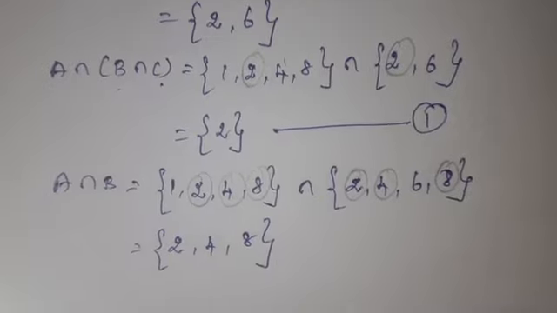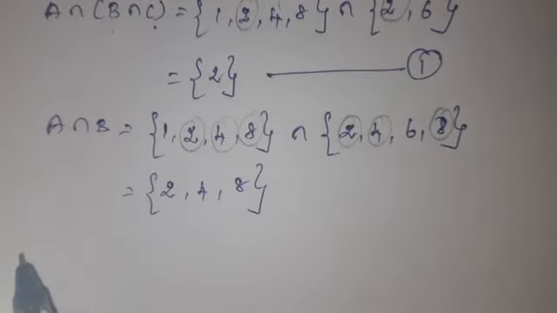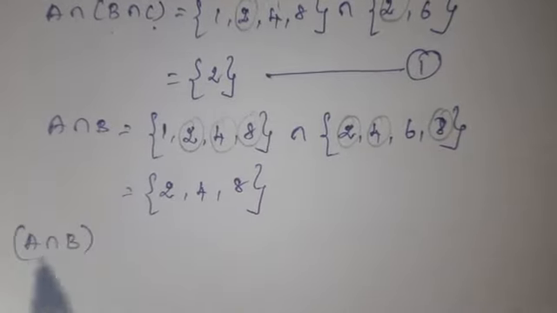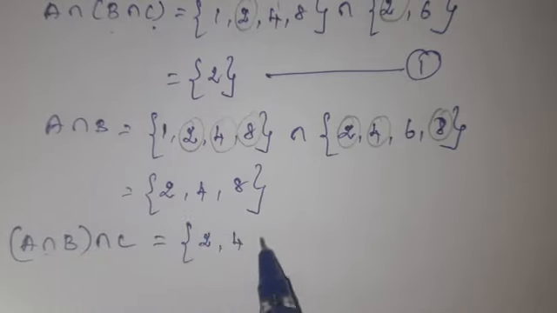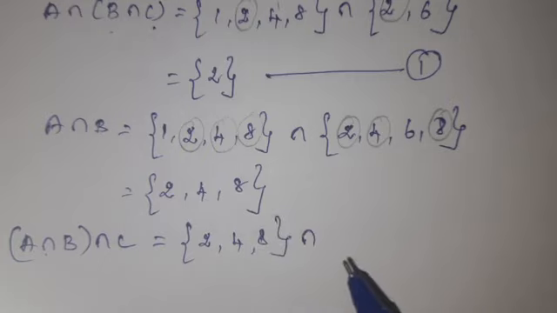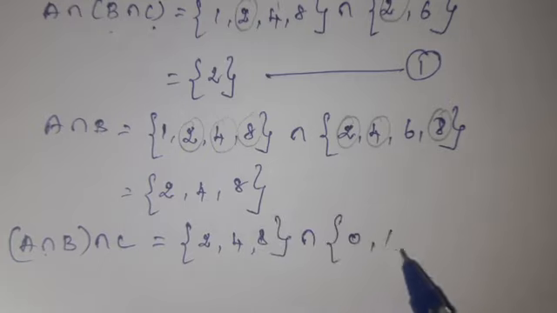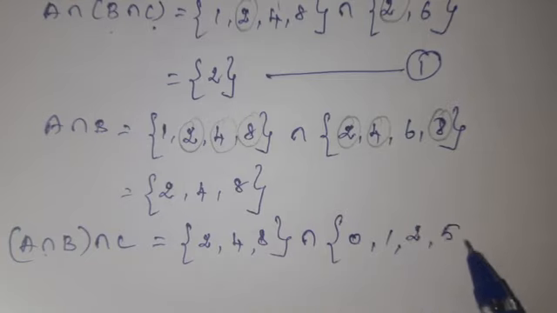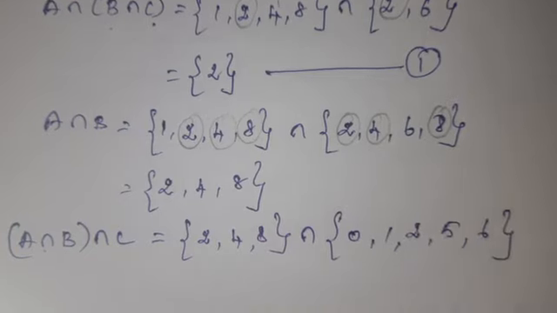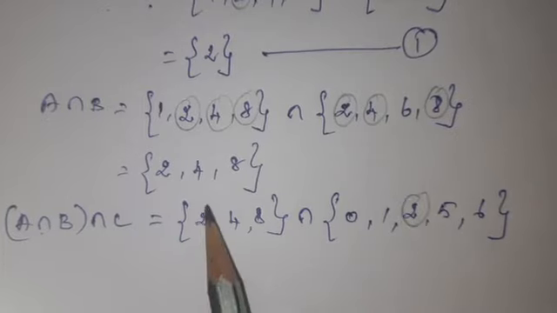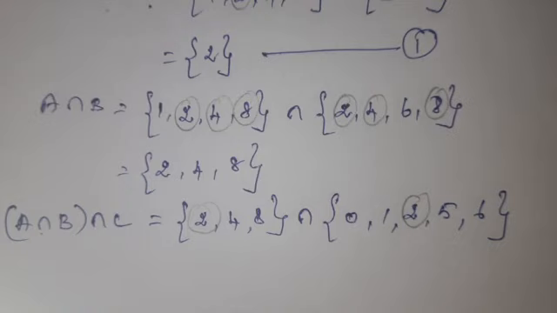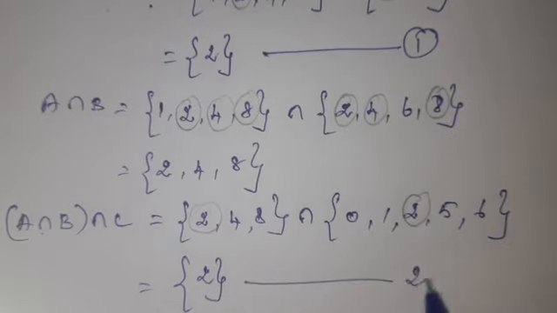After that you should find the full part of the RHS. RHS is A intersection B, bracket, intersection C. A intersection B answer is 2, 4, 8. Intersection C set is 0, 1, 2, 5, 6. For both sets, what is the common element? 2 you are getting, only one element. Therefore the answer is 2. This is the full RHS side answer. So you should mark this one as 2.